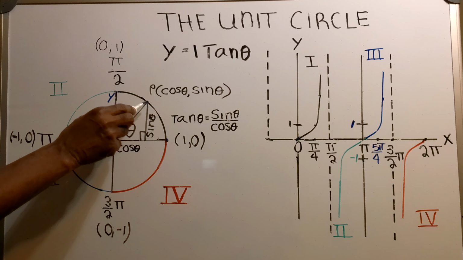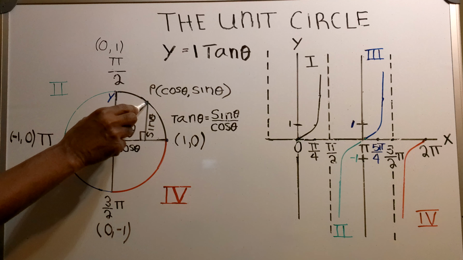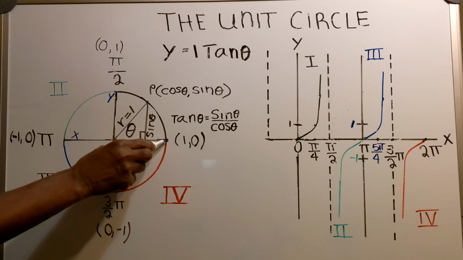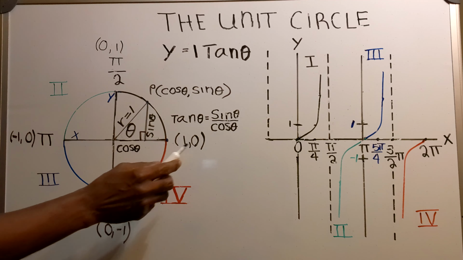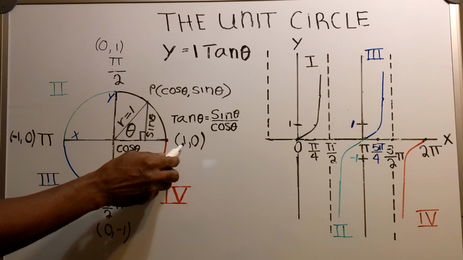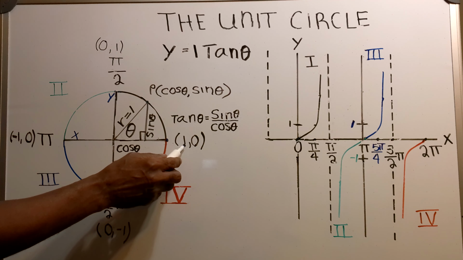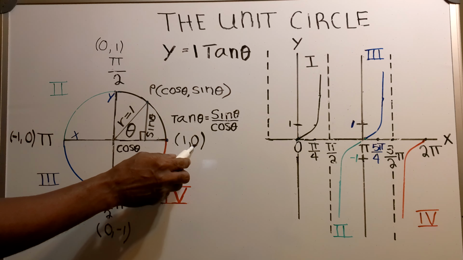So now I'm going to take this point P and bring it down here. So now we're at 0. Now the cosine for a radian of 0 is 1. And the sine for a radian of 0 is 0.